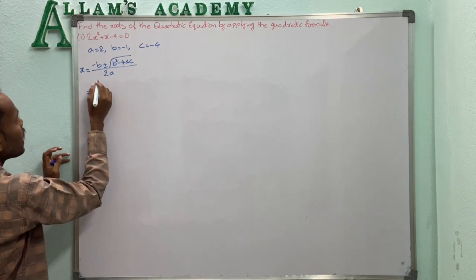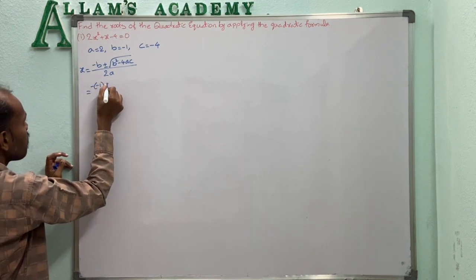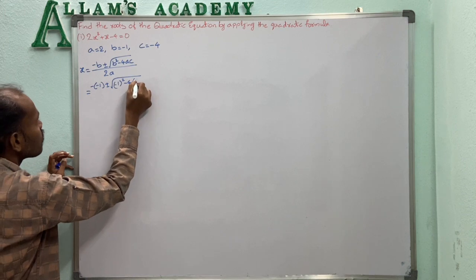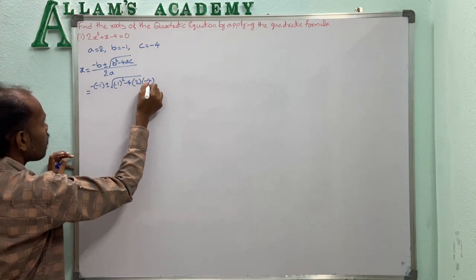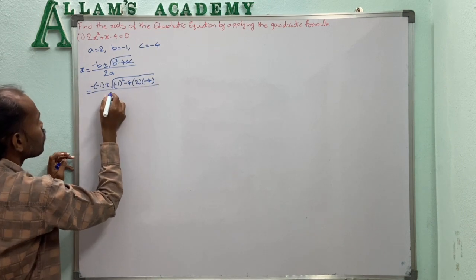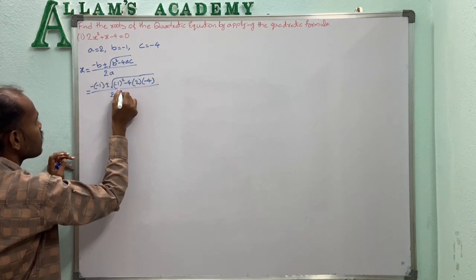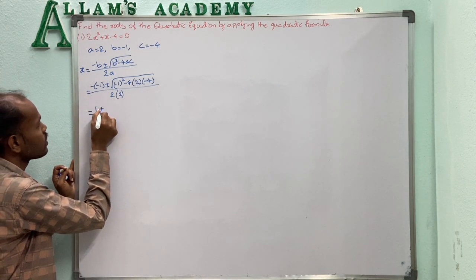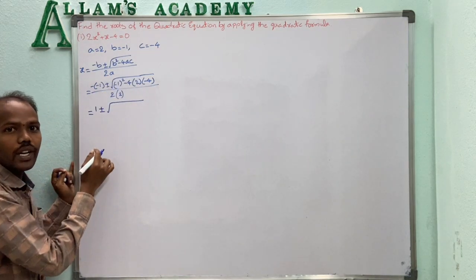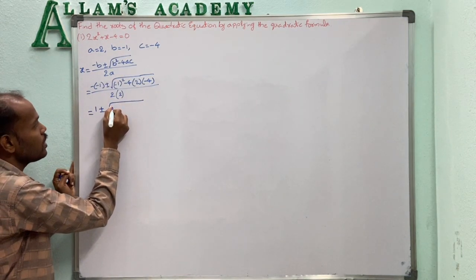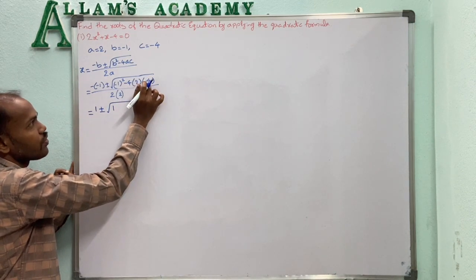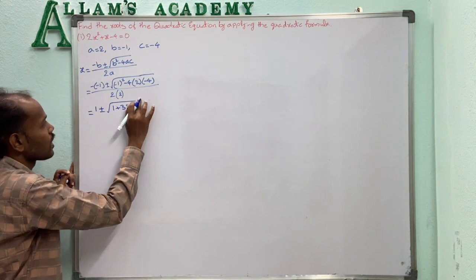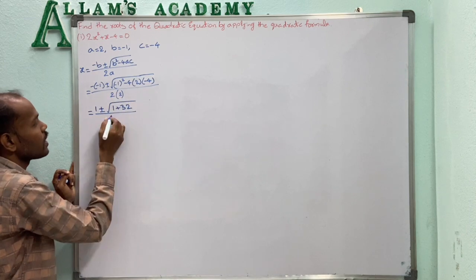that equal to minus b, that means minus of minus 1, plus or minus under root b square, minus 1 whole square, minus 4ac, 4 into a equal to 2 and c is minus 4, by 2a. So 2 into a is 4. Minus of minus 1, that is nothing but 1. So minus into minus is plus. Next root, minus 1 whole square is plus 1. So 4 2s are 8, 8 4s are 32. Minus into minus is plus. So 1 plus 32 under root, 2 2s is nothing but 4.